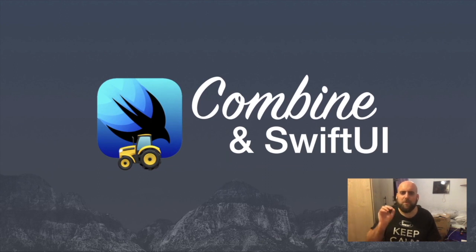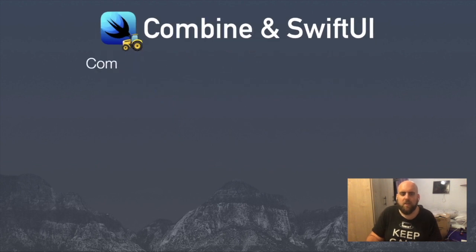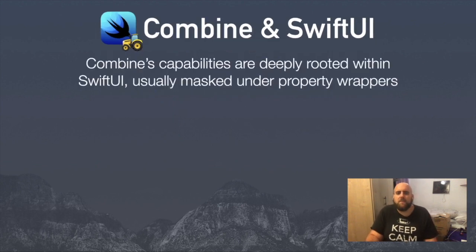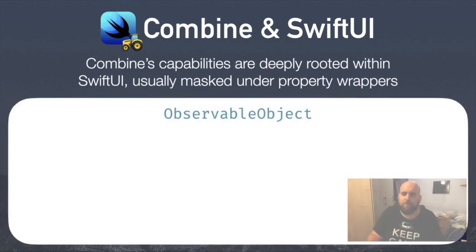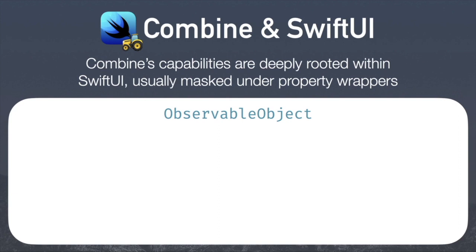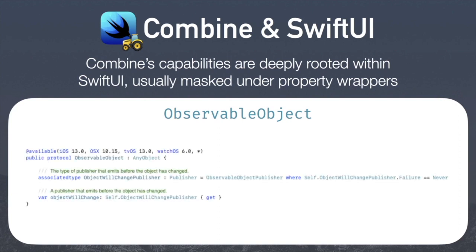Let's do a quick detour and talk very quickly about Combine and SwiftUI because they're so heavily tied together. Combine's capabilities are deeply rooted within SwiftUI, and it's no mistake that they came out together in the same year. These are just a few examples, but there are so many of them. ObservableObject, which is a very popular protocol in SwiftUI, has an objectWillChange publisher, right? If you look at the protocol, this is a Combine publisher, and it notifies SwiftUI whenever it needs to re-render things.